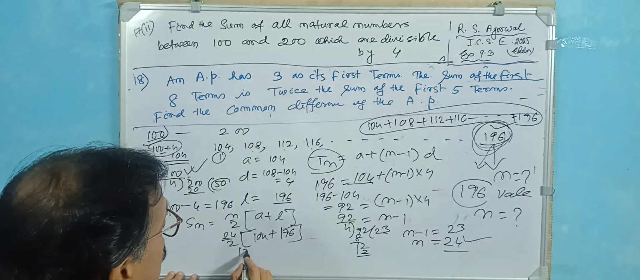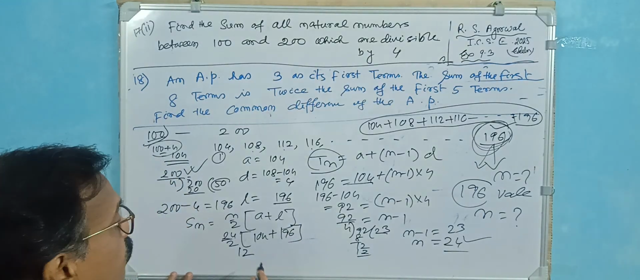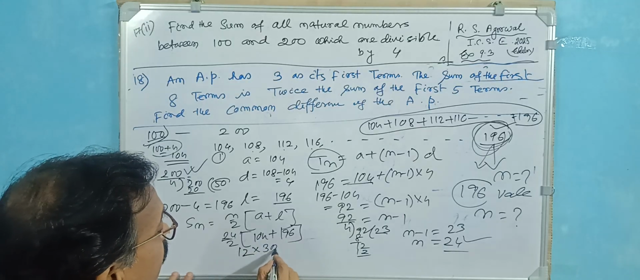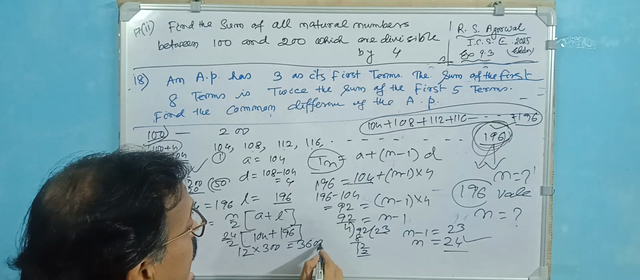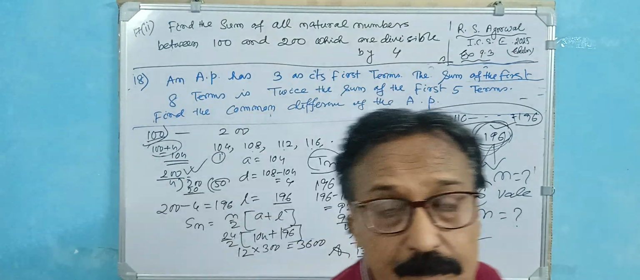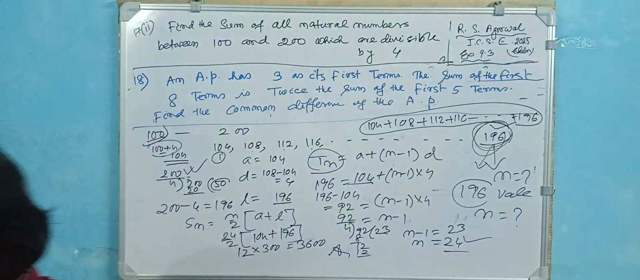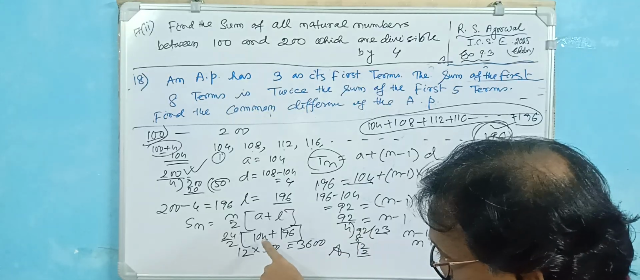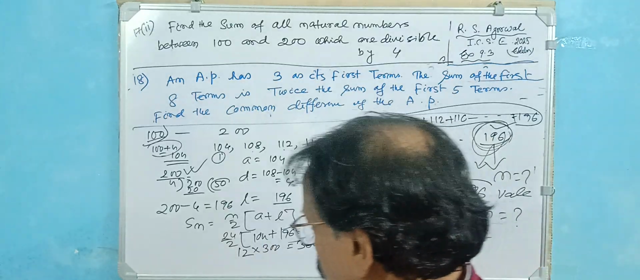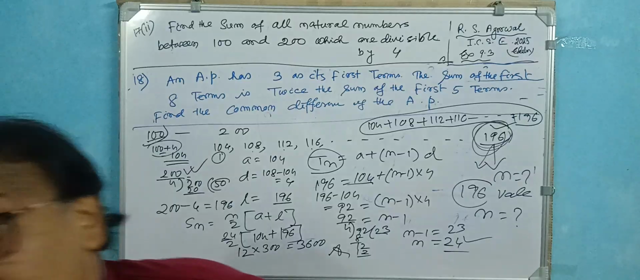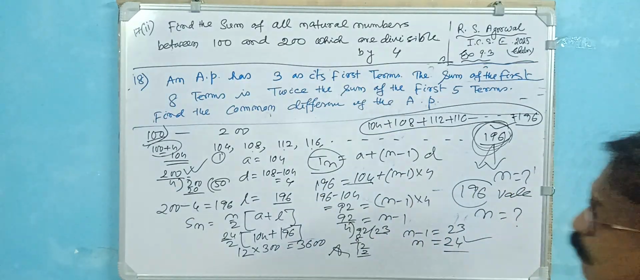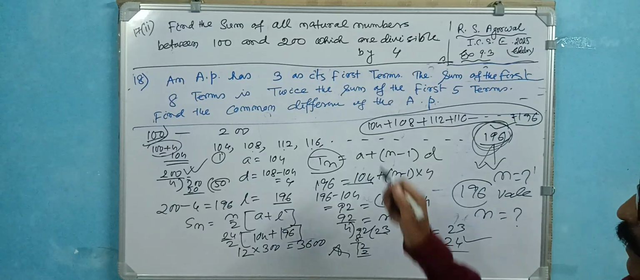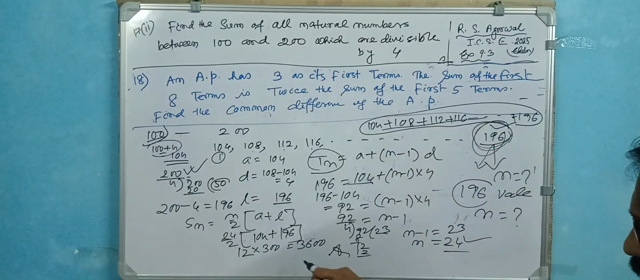So this is 12 into, 104 plus 196 is 300. So 3600. This is the answer. Is it clear? 104 and 196 make 300, and 12 times 300 is 3600. This is a clear concept. In this way, solve it. Clear? If you just add it all, you get this number.